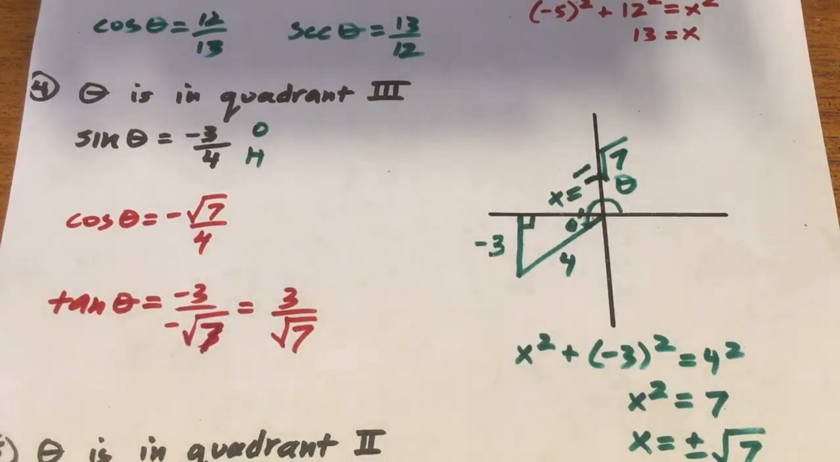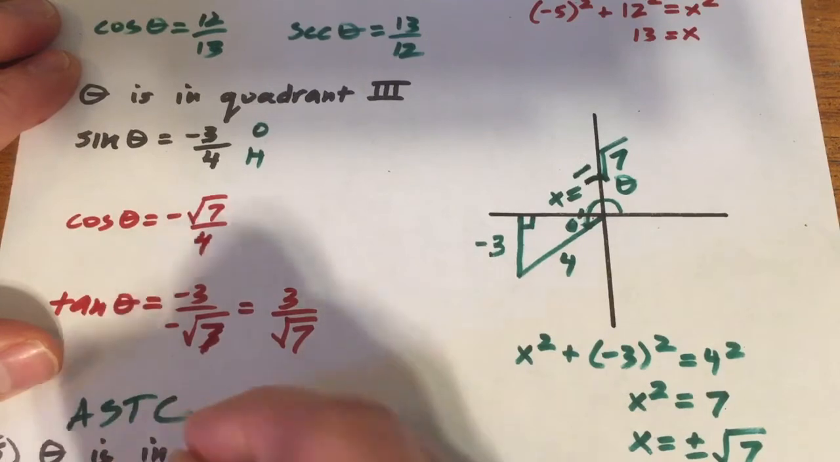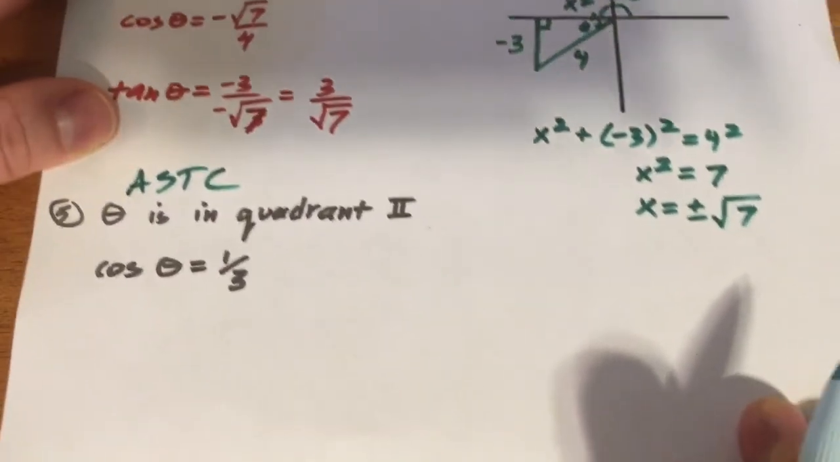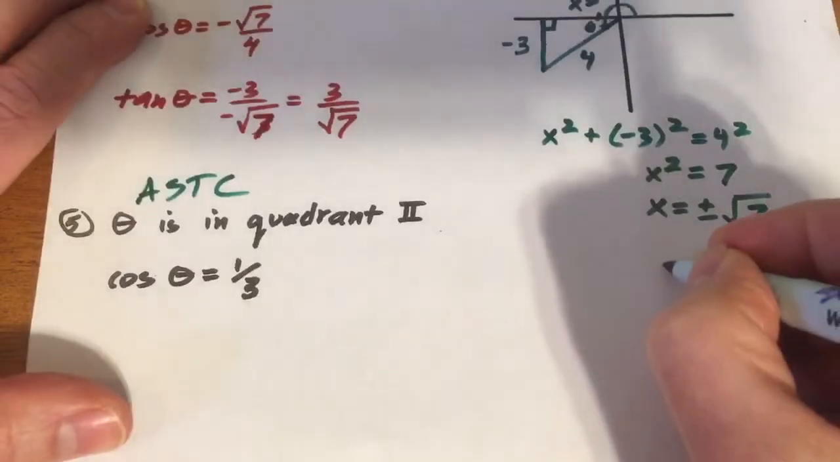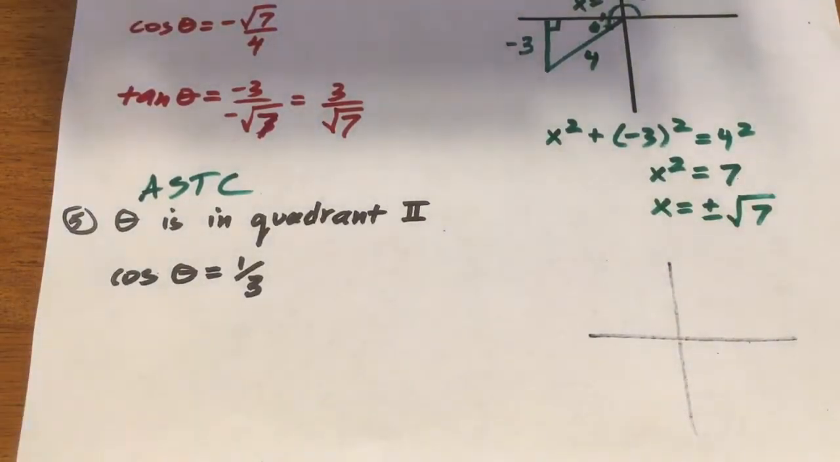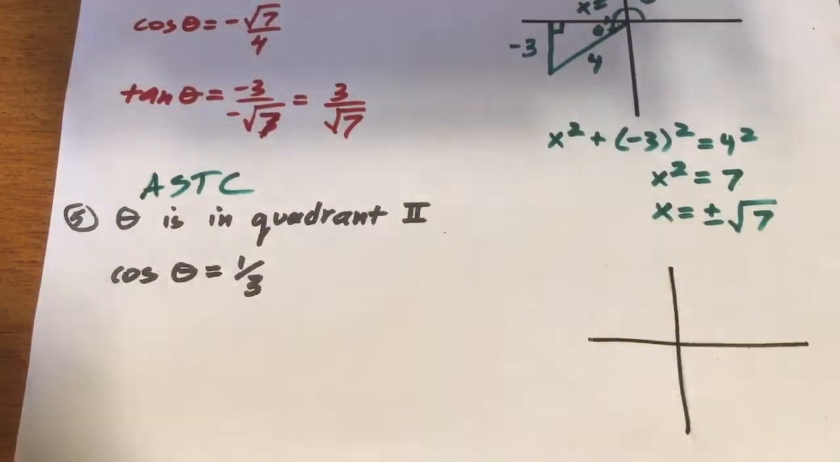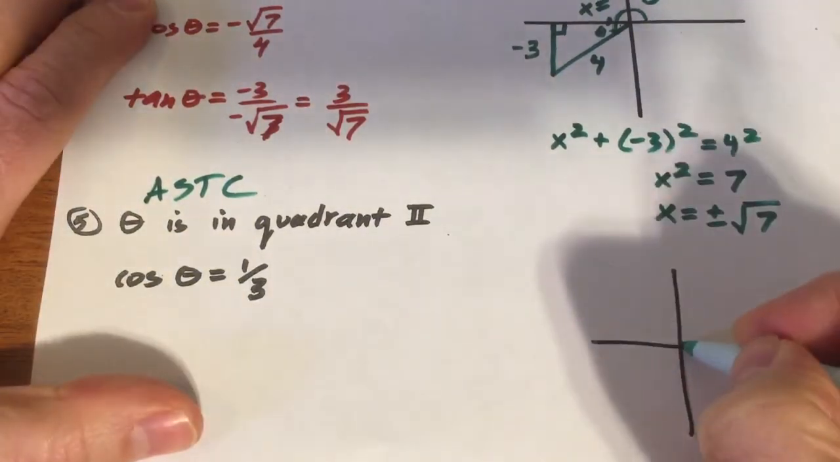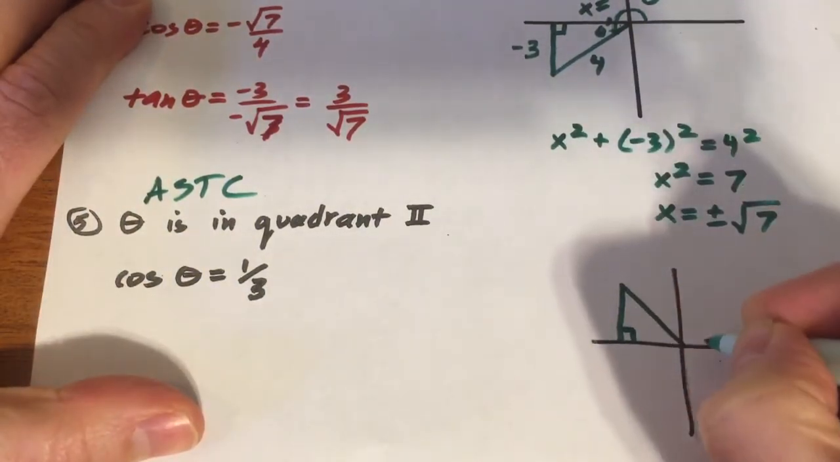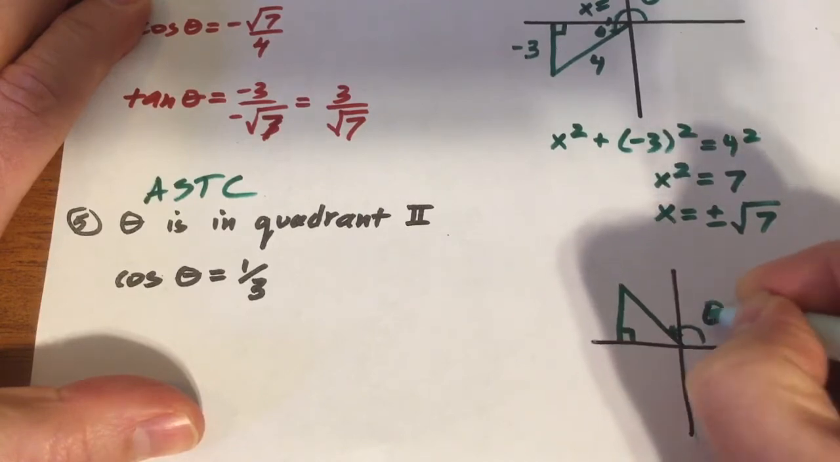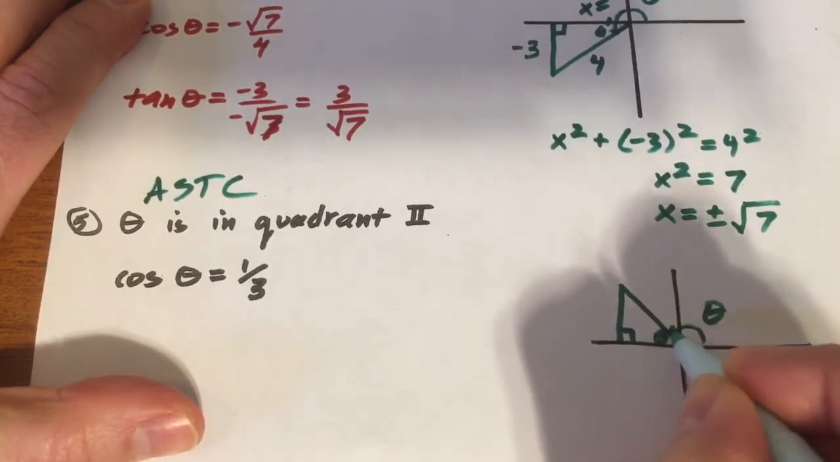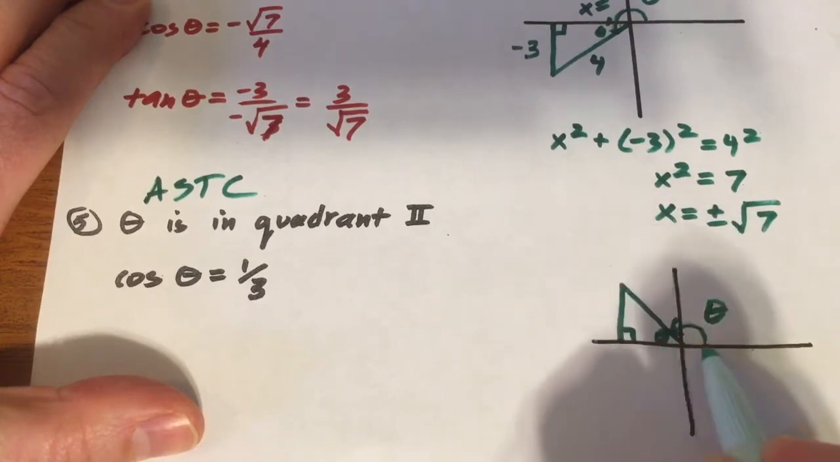The last thing I want to do in this last problem is give you an alternative to this part with the signs here, using all students take calculus. Let's take a look at our final problem. Here, if we do just what we did before, we're going to end up getting our reference triangle, this time in quadrant number 2. So we'll draw it in here. Here's our angle theta. This angle right here is our reference angle theta prime, and we use that for theta.